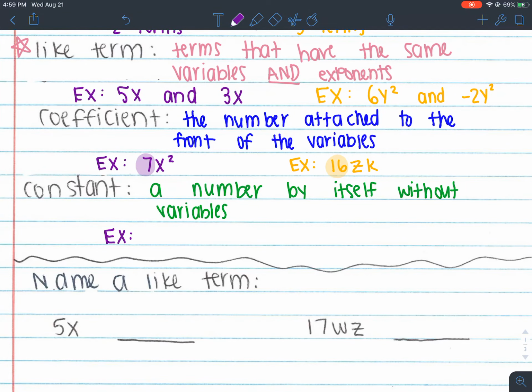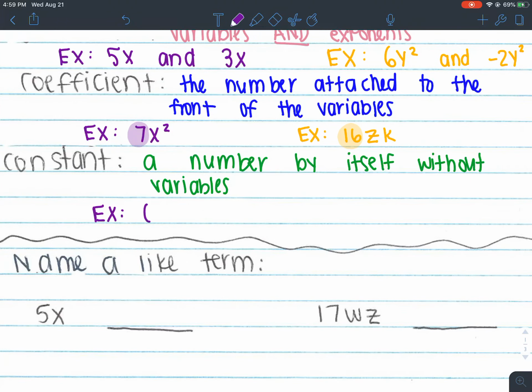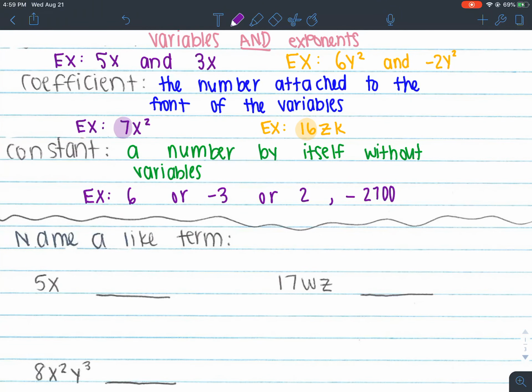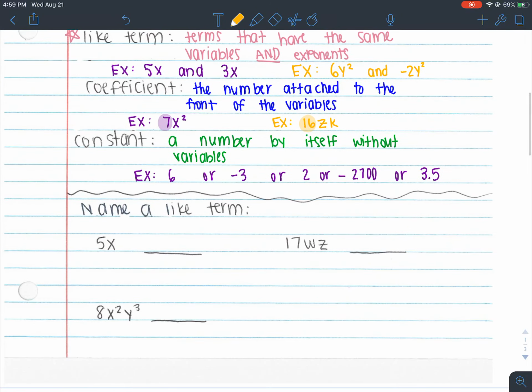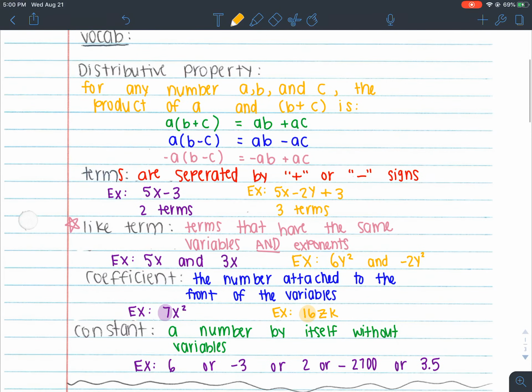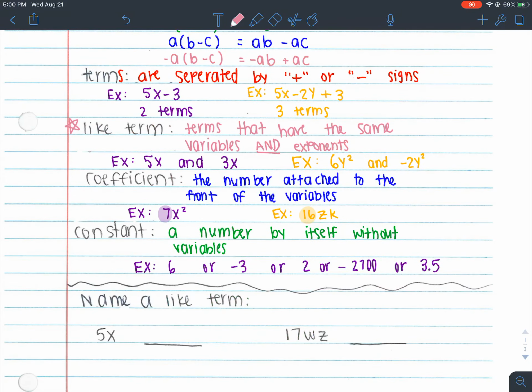So lots of examples of constants, that could be 6 or -3 or 2 or -2700, right? It doesn't matter. Those are all constants because they're all just regular numbers. You could even have a decimal. Whoops, I should have put or here, not a comma. Or 3.5. These are all constants because they don't have any variables attached to them. All right, so that's what a constant is, just a regular number by itself. So those are all of the vocab words we have, so that was a bit of time, but now we can actually get into the math of things.